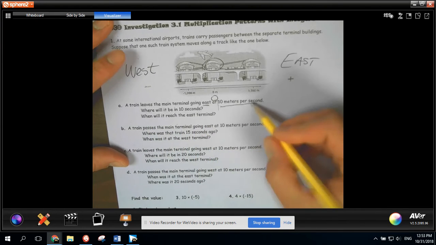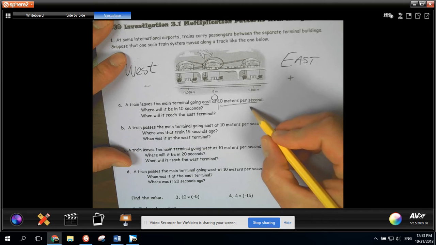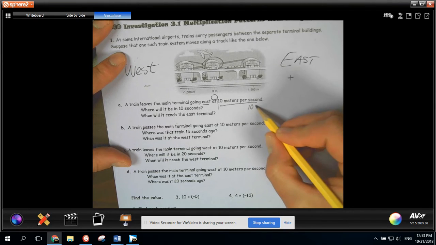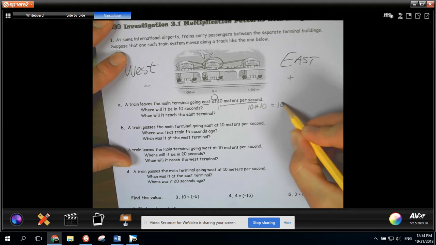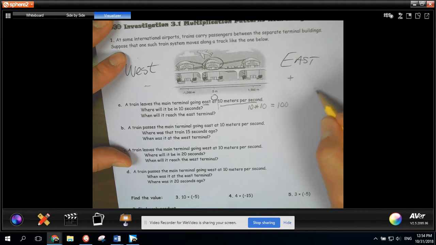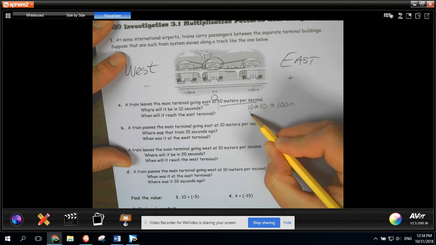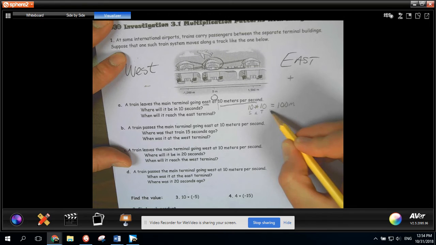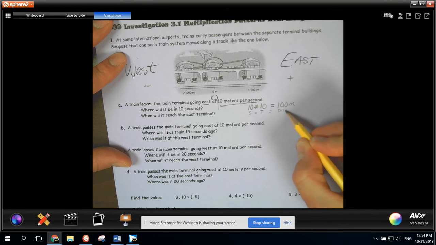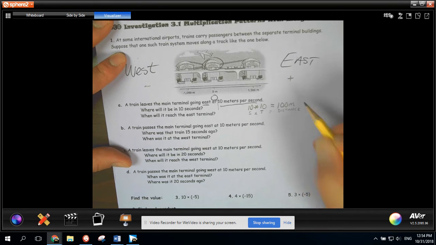So just like the running problem from today, we take the speed that it's traveling times the amount of seconds that it travels, and we get our distance of 100 meters. So again, that's speed times time gives me distance. Okay, so that's exactly like what we did in class today.